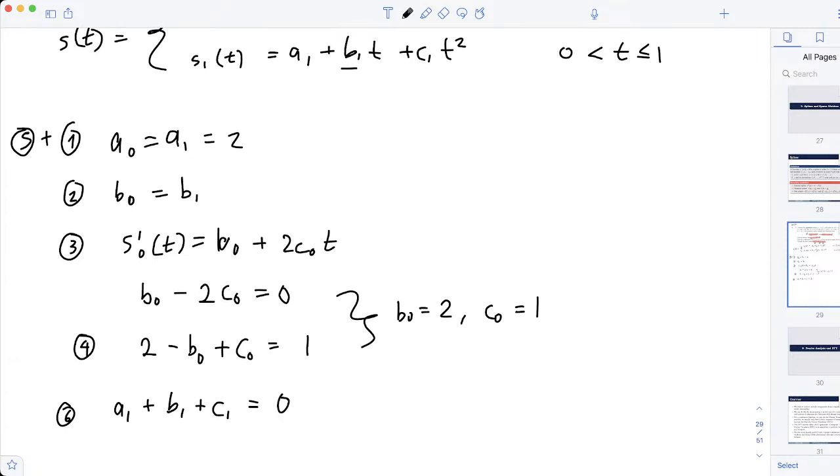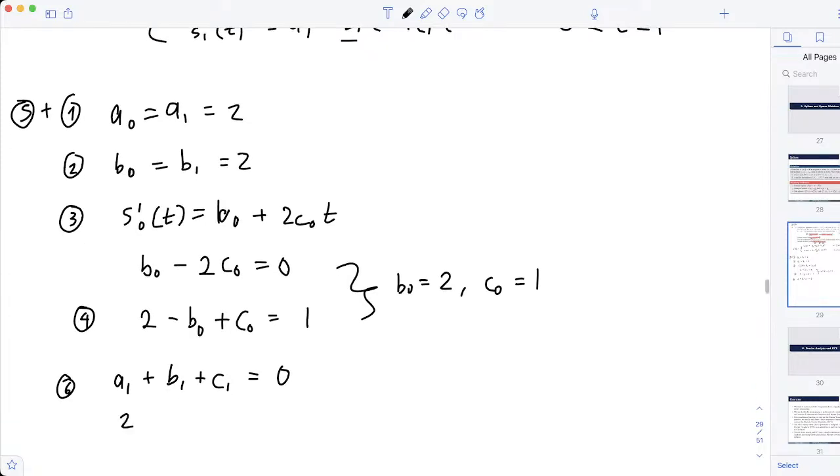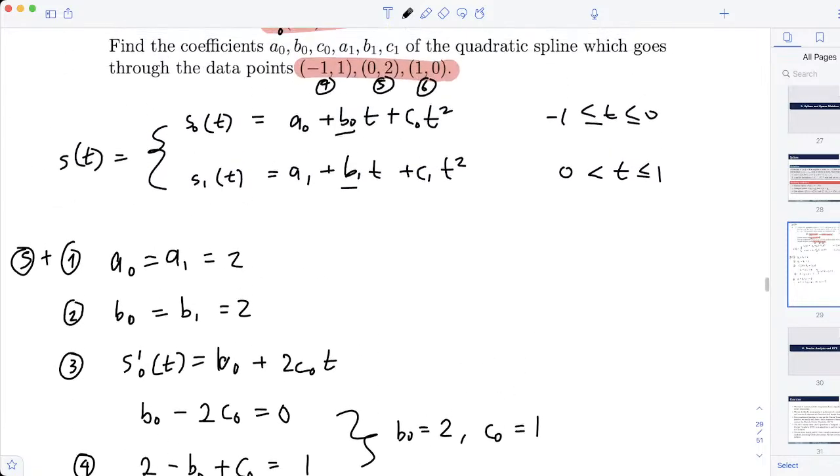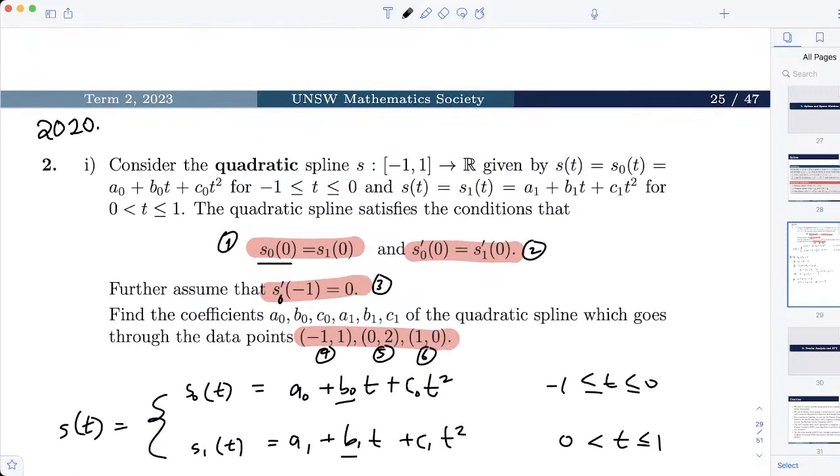And all that's left is, of this, we know B1 is equal to 2. All we're missing is C1. We can substitute the rest in. So that gives us C1 is equal to -4. And we found all the coefficients. So this wasn't really a question about splines at all. This was just a question about solving equations simultaneously.